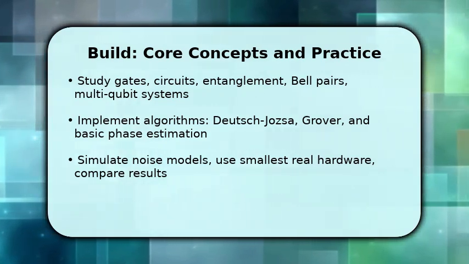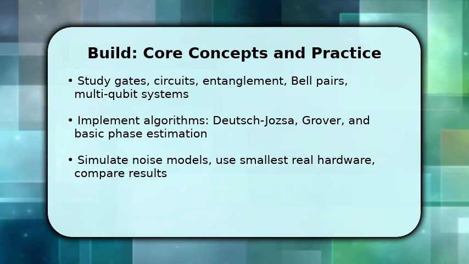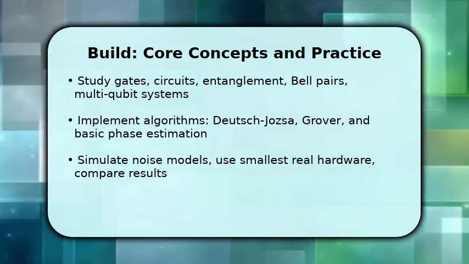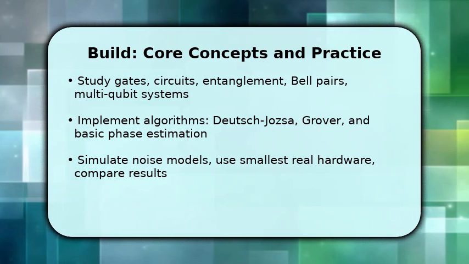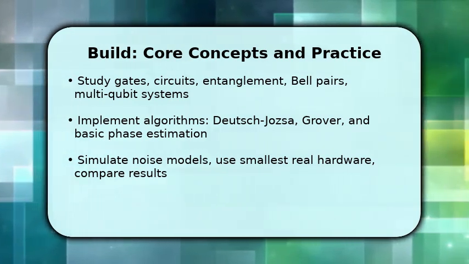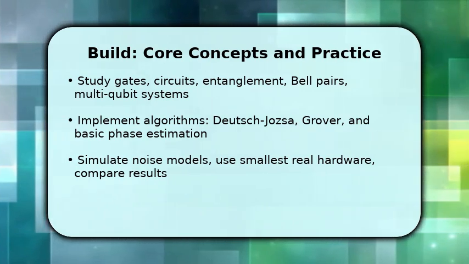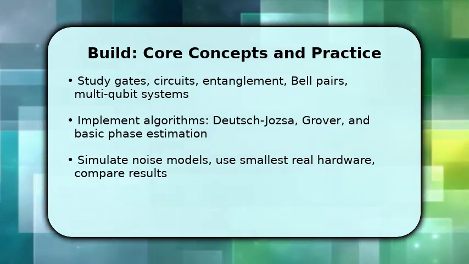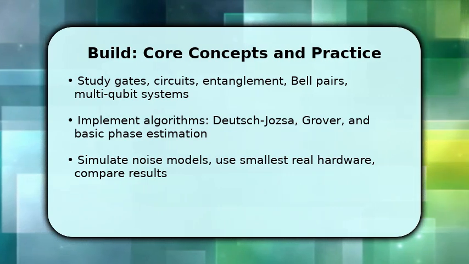Study gate sets, controlled operations, and how entanglement emerges with Bell pairs because that underpins quantum speedups. Then implement hallmark algorithms: Deutsch-Jozsa to grasp oracle structure, Grover for amplitude amplification, and basic phase estimation for eigenvalue problems.